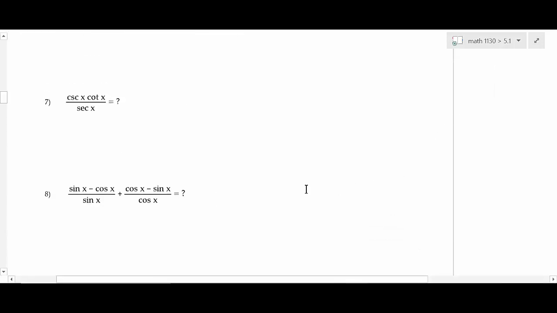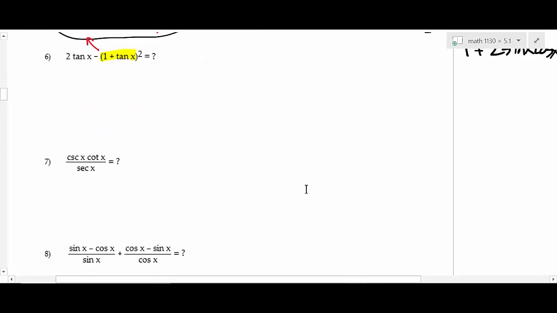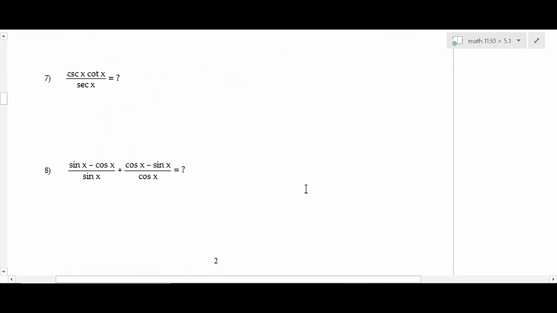Proofs of identities, okay? So let's see, number 7. What you want to do with this one is you can do some of what I'm going to do in your head, but it's not a bad idea to write this problem out as cosecant of x times cotangent of x times 1 over secant x. Okay, I mean, you don't have to do that. Like I said, you can do this in your head, but just kind of split it apart. So if you're doing that, you're taking the fraction and splitting it apart.